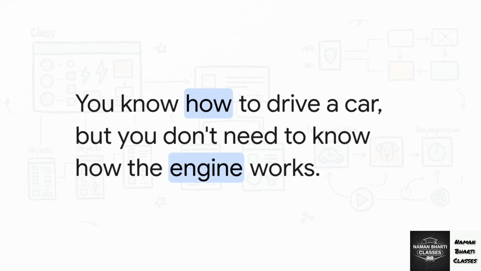Let's stick with our car analogy. To drive a car, all you need is the steering wheel, the pedals, and the gear shift. You absolutely do not need to understand the physics of internal combustion to get from point A to point B. That simplified interface, the part you interact with, that is abstraction. It lets us use incredibly complex systems without getting bogged down in the details.